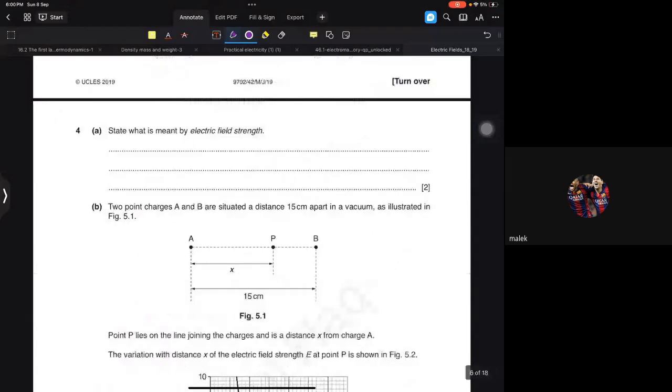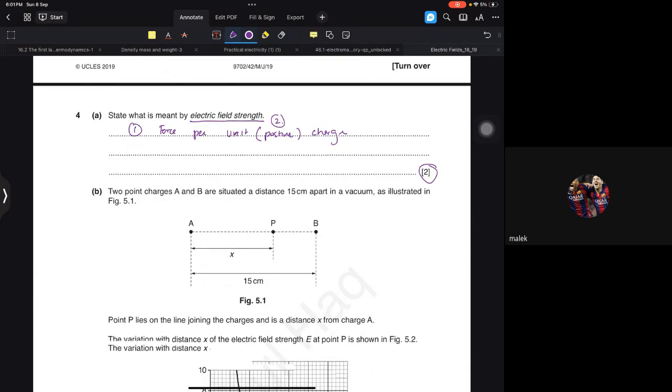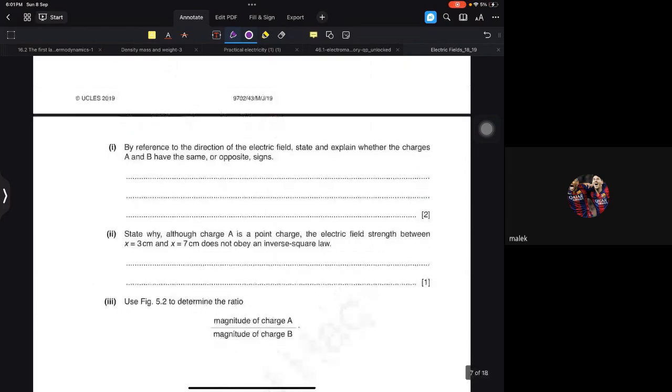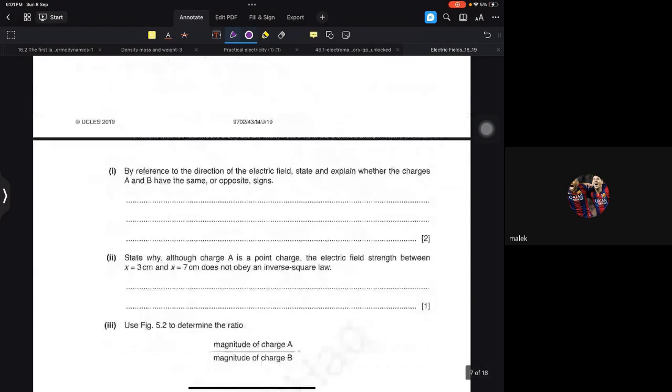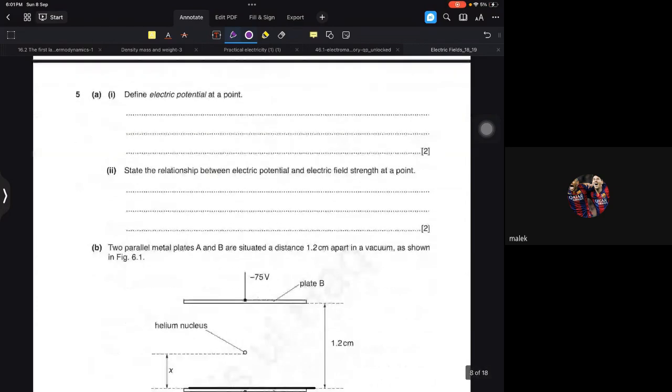Again, it's the same electric field definition. It's 2 marks, 1 mark for writing force per unit charge. And then the other mark, if you write positive. This is basically the second mark, so please remember that. Anyway, this is a similar question. I don't know why it's repeated. It was the same question actually. For some reason, it got repeated. Anyway, now we're going to move towards this.